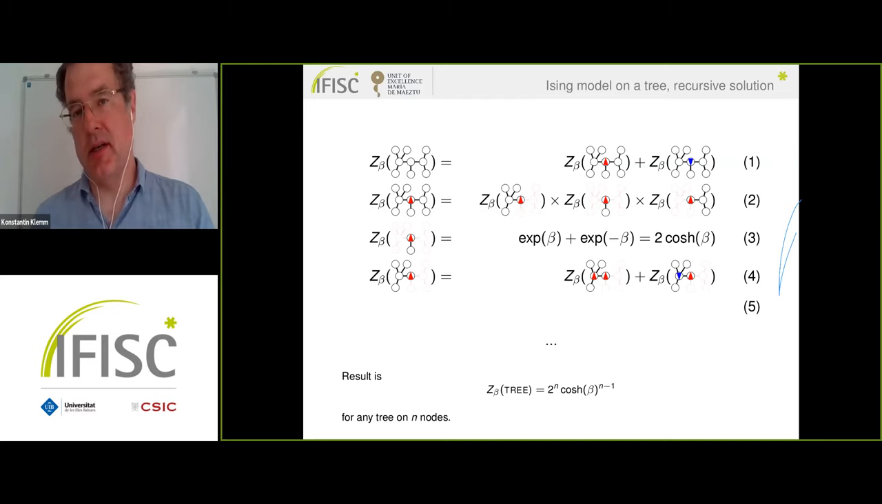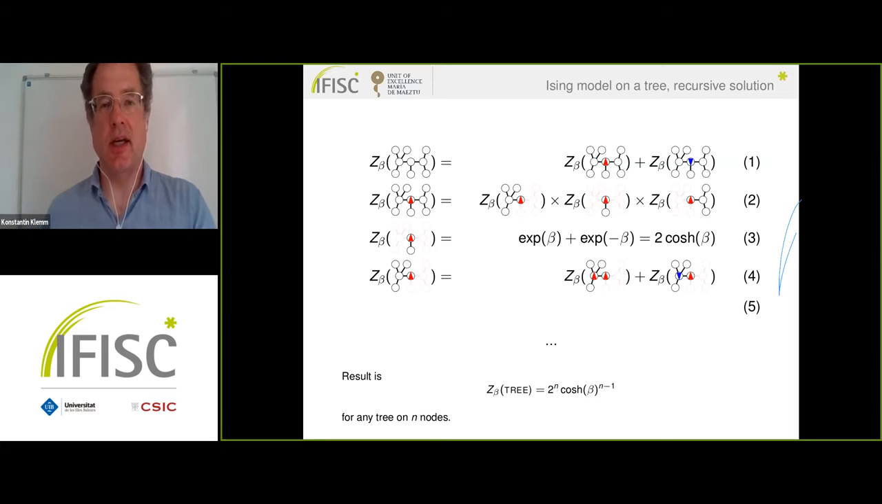Then it's the partition function of this system where this spin has been fixed to be up, plus the partition function of that system where that spin has been fixed to point down. And what's the benefit now? Well, this system here with that spin fixed is now disconnected into three parts. Because this subtree, which is actually just one node with its edge here, and this subtree, they don't have anything in common. So we can just write this as the partition function of three non-interacting systems, so the product. Okay, you see where this is going.